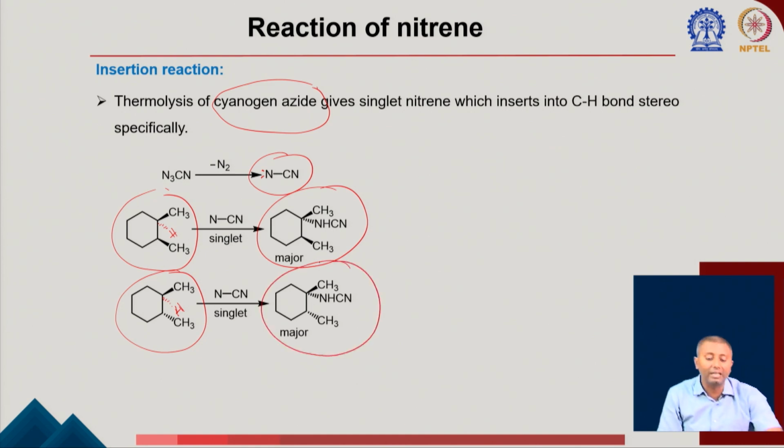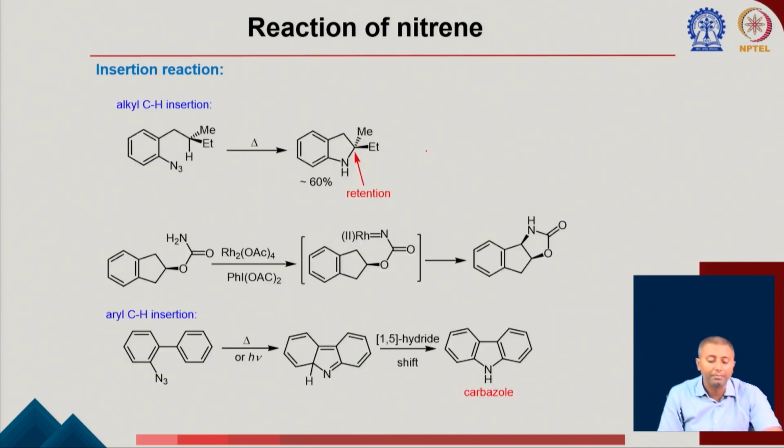Because this reaction is actually happening through a singlet nitrene. If it is a singlet nitrene, then the CH insertion will be stereospecific. And then there is another example here. This is a very common example, you can see it a lot of times in the exam.